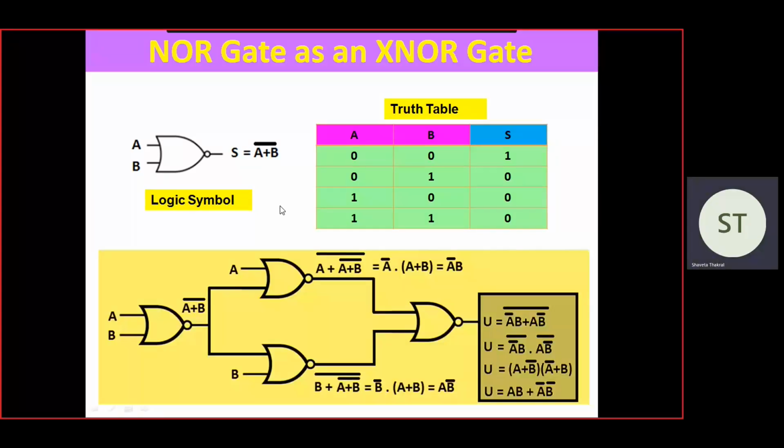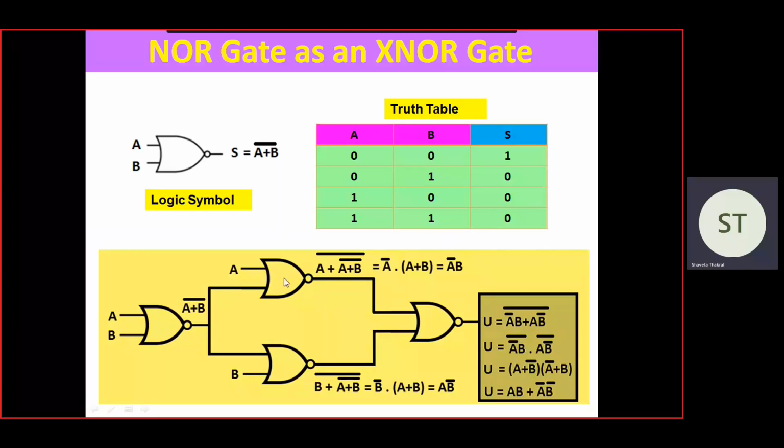Then next we have the XNOR gate using only NOR gates. Here we have taken one NOR gate, so the output here is A plus B to the complement. This output we are passing through two more NOR gates, and the other input to the two NOR gates is A here and B here.